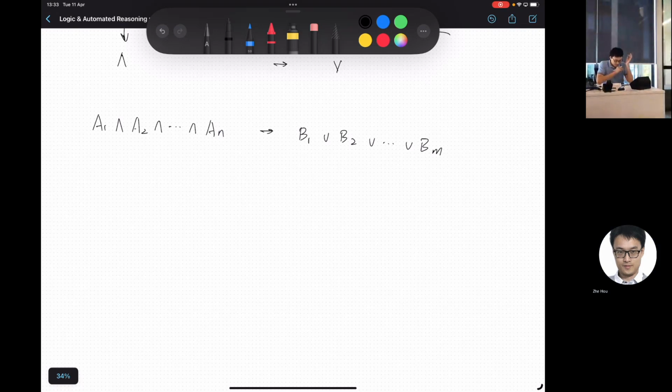Okay, so we need to have a bunch of inference rules with sequence. And the first one we're going to have is to look at the logical constants.